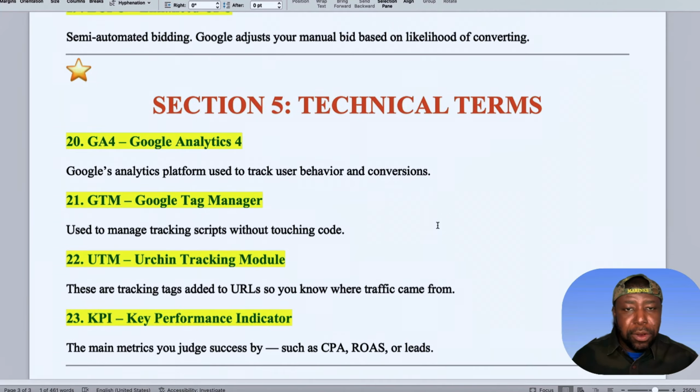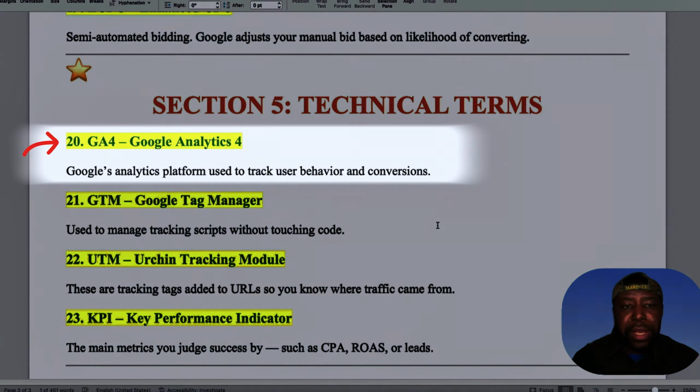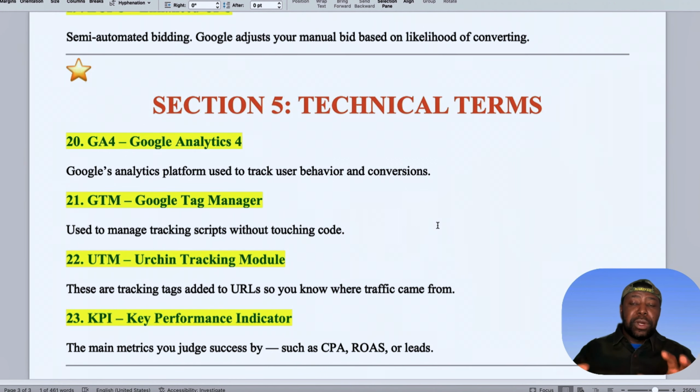Again, these are Google platforms like 20 here, as you see. GA4 is Google Analytics 4. You know, we used to have Google Analytics, right? Now they have Google Analytics 4, and Google Analytics 4 is an enhanced version of Google Analytics. Some people don't like the old version. Some people still prefer the old version, but some people just love the new version, which is GA4. Google Analytics 4 is basically the Google Analytics platform that is used to track user behavior and conversion.